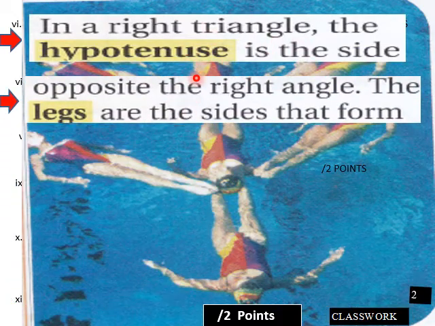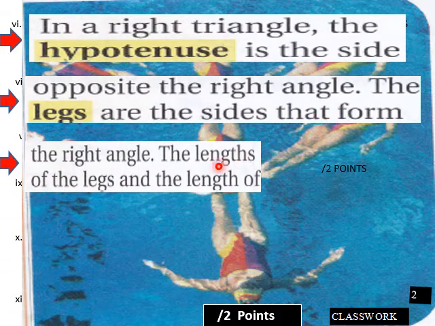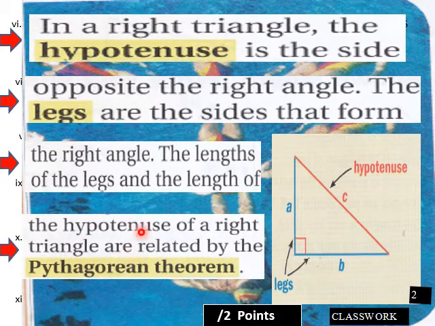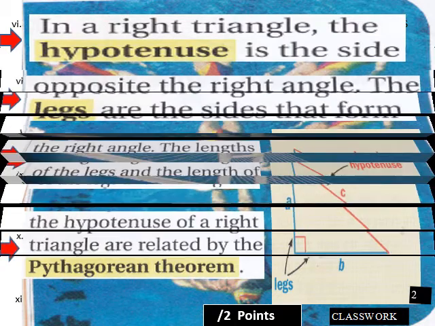In a right triangle, the hypotenuse is the side opposite the right angle. The legs are the sides that form the right angle. So here's our hypotenuse. Here's our right angle here. So this side is called opposite of this angle here. A and B are called the legs of the triangle. The lengths of the legs and the length of the hypotenuse of a right triangle are related by what's called the Pythagorean theorem. Students, this is classwork page 2 on your sheet.